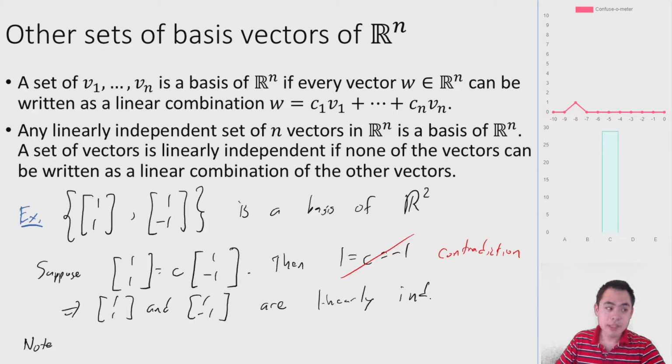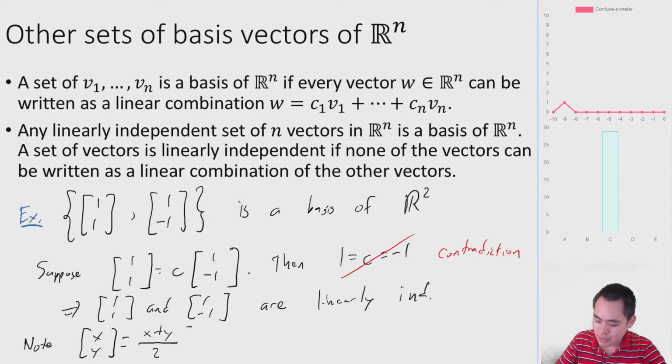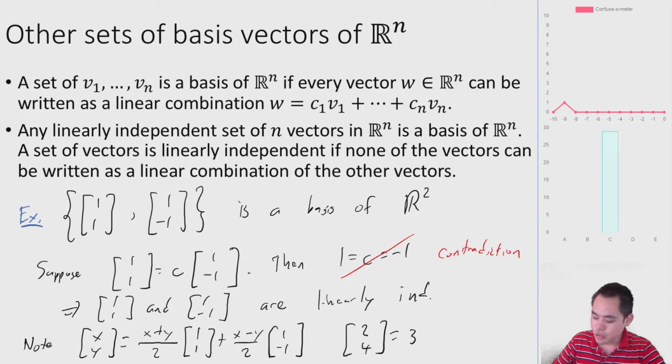So note that this is a basis, and you can, in fact, write out any vector (x, y) as some combination of these. This is going to be a little bit more complicated, but it is (x + y)/2 times (1, 1) plus (x - y)/2 times (1, -1). So for example, the vector (2, 4) you can write as a linear combination: 3 times (1, 1) minus 1 times (1, -1).